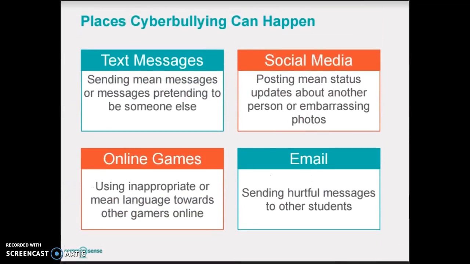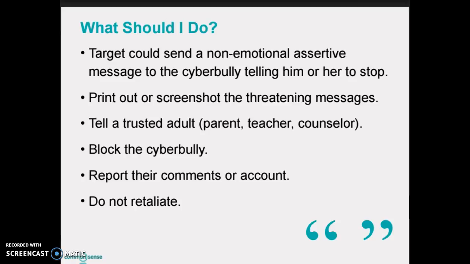So there's some different places cyberbullying can happen. The first one is text messages. So that might be sending mean messages or messages pretending to be someone else. It can also happen on social media. So that might be posting mean status updates about someone or posting embarrassing photos and tagging them in it. It can also happen in online games. So that might be using inappropriate or mean language towards other gamers. And then it can also occur in email. And if you're sending mean messages to other students, you're sending emails repeatedly to them when they've asked you to stop. So what should you do if you see some of these things happening?